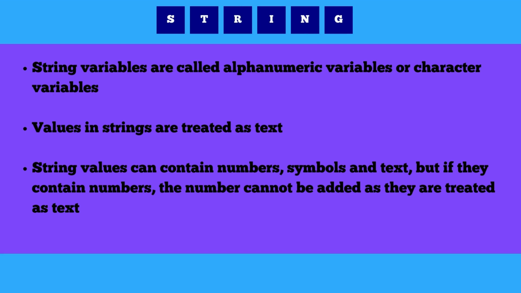String values are called alphanumeric variables or character variables. All values in string variables are treated as text, even though they can contain text, symbols, and numbers. The numbers in string values cannot be used to perform mathematical operations as they are being treated as text.